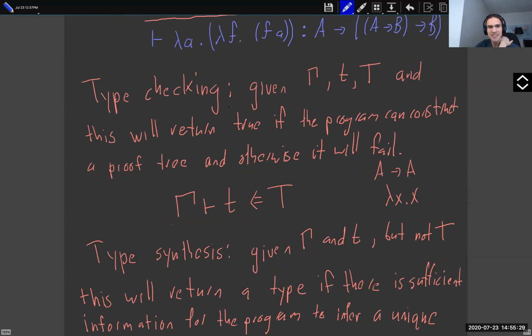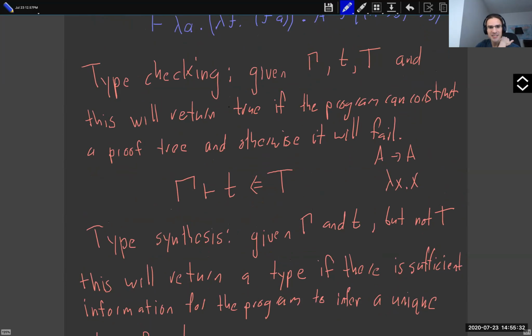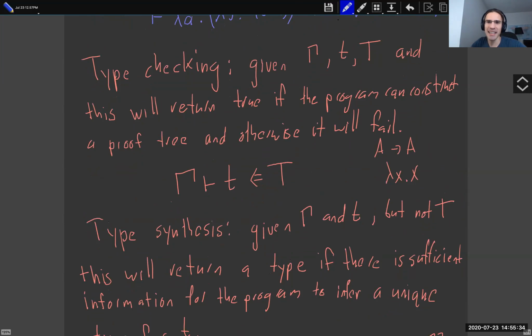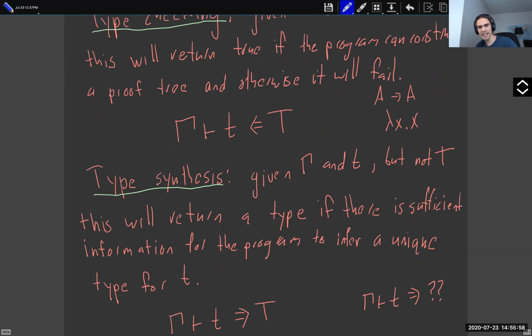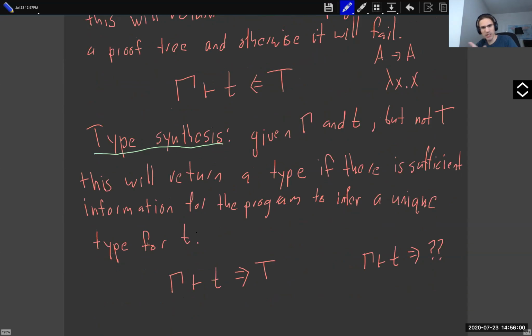Anyone else? Okay, so the last thing that I'll say material-wise is just keep in mind that there are two algorithmic problems going on, type checking and type synthesis. And the notations for them are these arrow notations. Here you have the type T and you're trying to force it on the term and see whether the term will accept it. And here, out of the term, you're trying to squeeze what the type is.